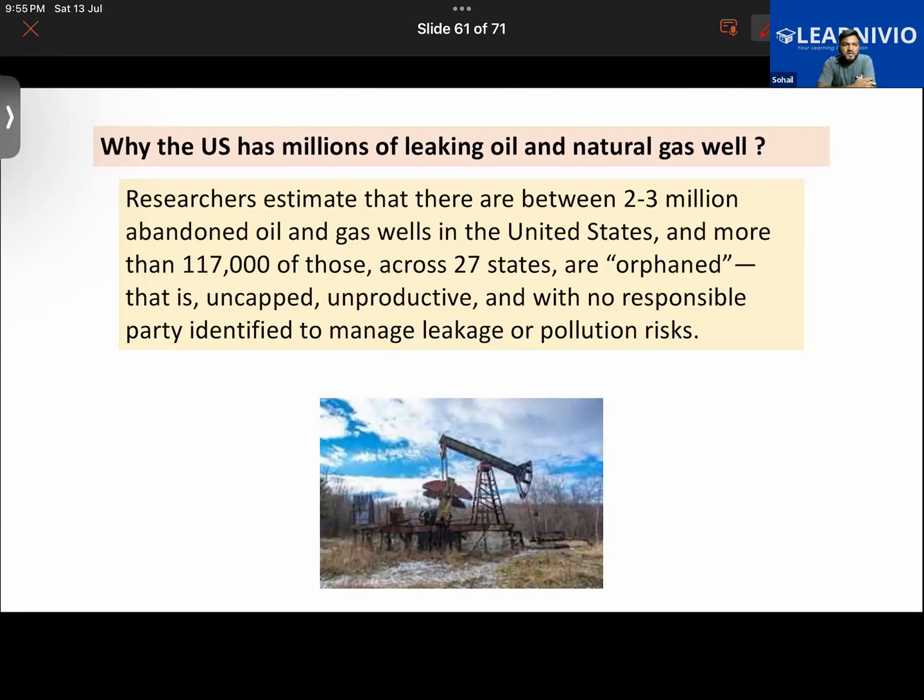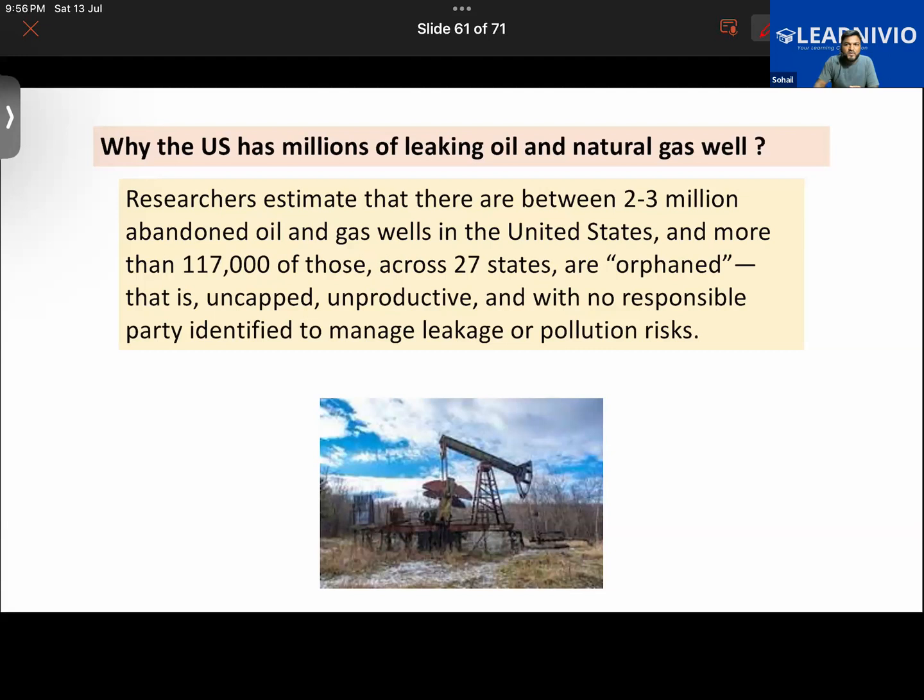So what we are saying is that the United States has millions of leaking oil and natural gas wells. The question is that probably 2 to 3 million oil and gas wells have been abandoned. The reason is that once an oil well or a natural gas well is no longer operational, it is unproductive. It is of no use.